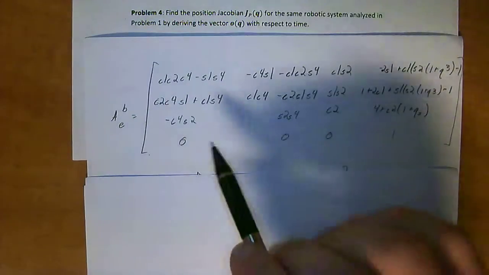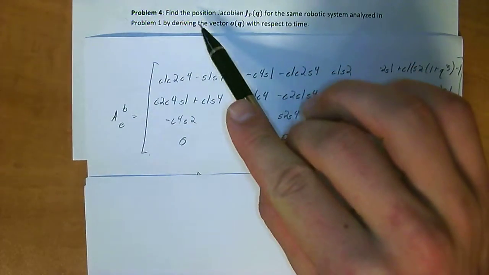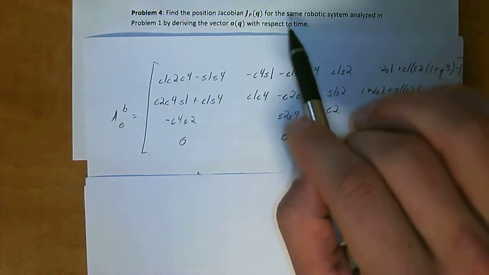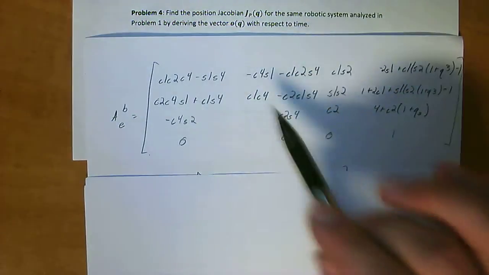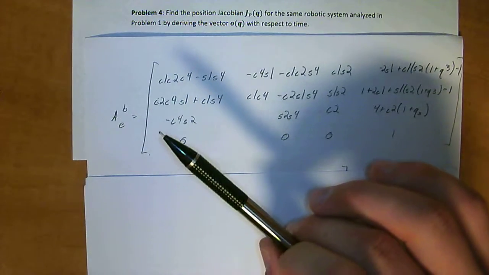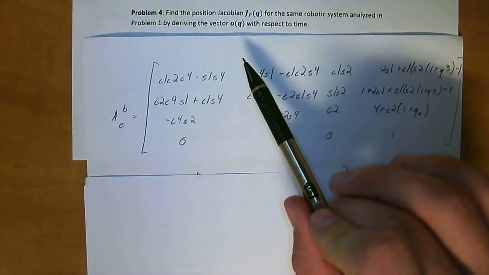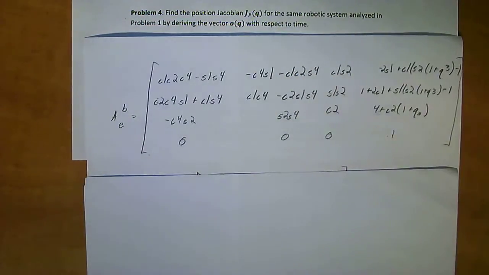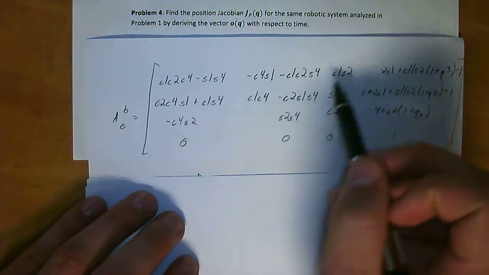What we're going to do today is this problem right here, which is find the position Jacobian, JP of Q, for the same robotic system analyzed in problem 1, which is right here. This is the A matrix for that, the homogeneous matrix, by deriving the vector O of Q with respect to time. So O of Q.